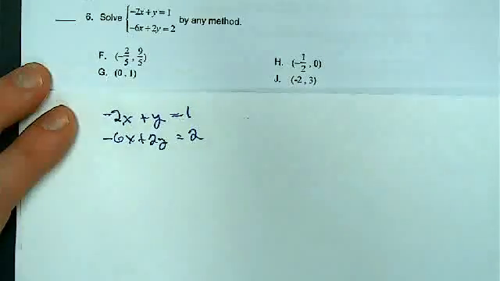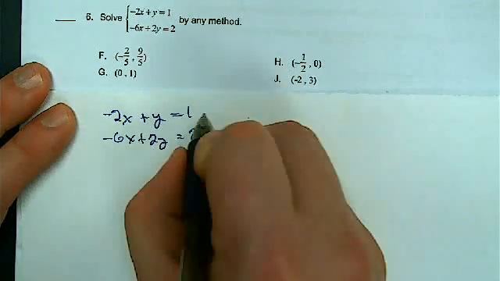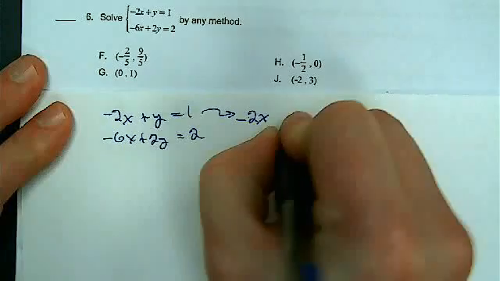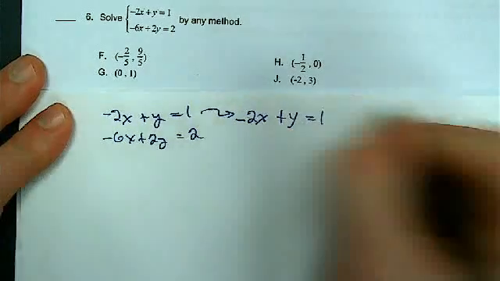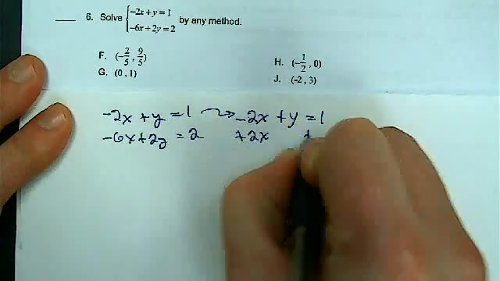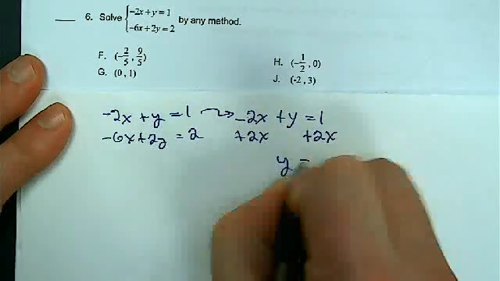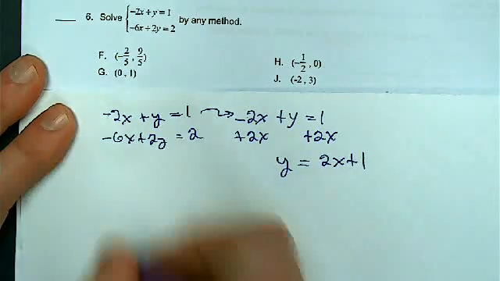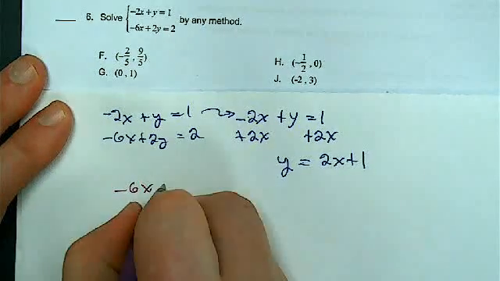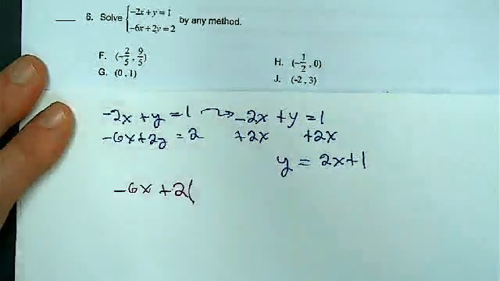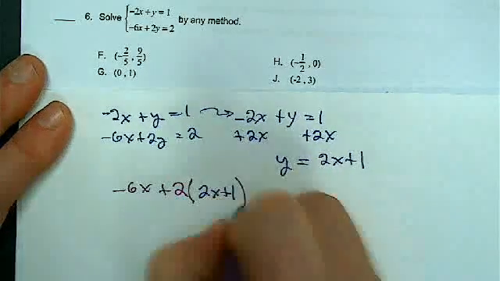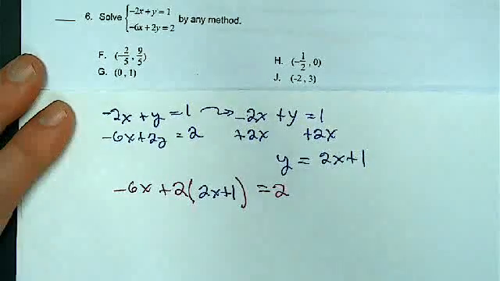There's my system copied down again. So I'm going to take this top equation and solve that for y. So -2x plus y equals 1. I'll add 2x to both sides. So I get y is equal to 2x plus 1. Now I'm going to plug that into the other equation. So -6x plus 2 times 2x plus 1 equals 2. So there I've plugged it in.